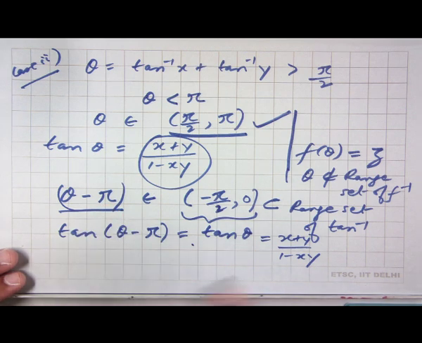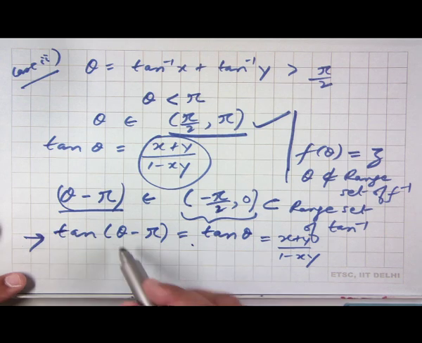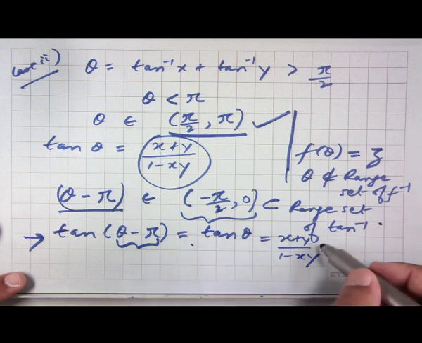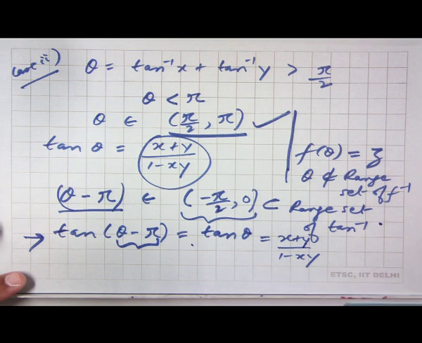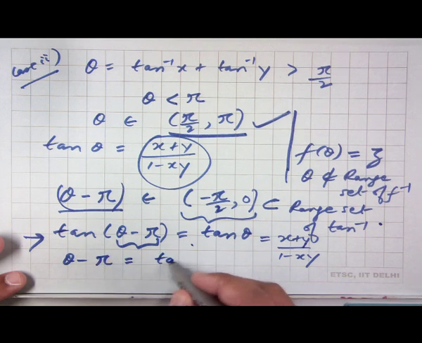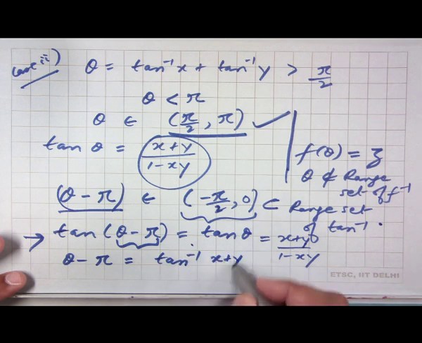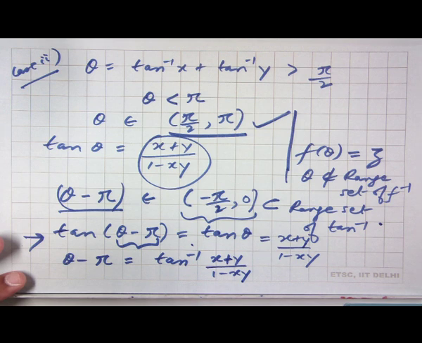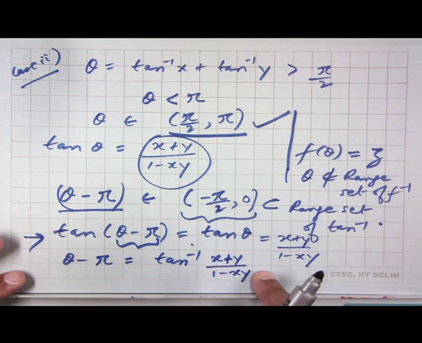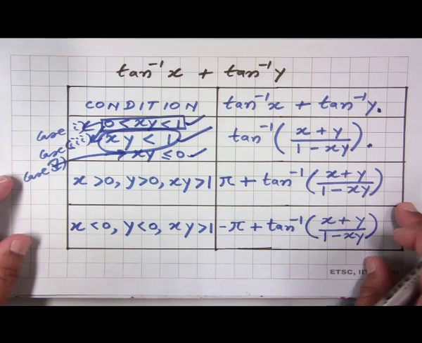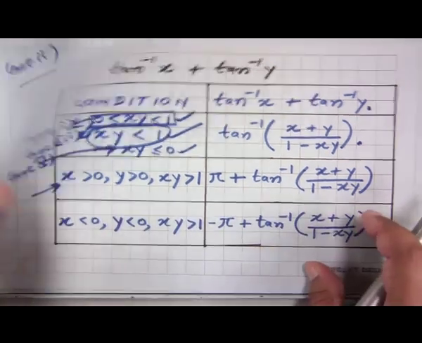So, at the end what we have in this equation here is tangent of an angle, where this angle belongs to the range set of tan inverse, equal to this value x plus y over 1 minus x y. And therefore, now we can easily write that theta minus pi is equal to tan inverse of x plus y over 1 minus x y. And then from here it follows that theta equals pi plus tan inverse of x plus y over 1 minus x y, and that is exactly what was written in the table here, so this was case number 2.